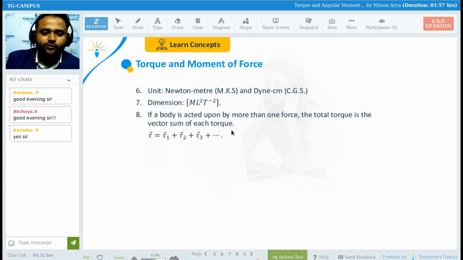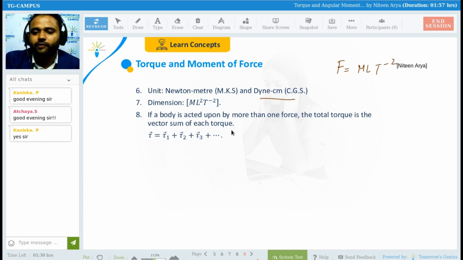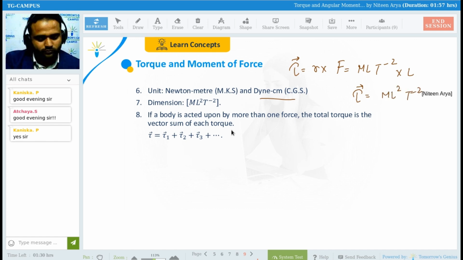These are the units of torque: Newton meter in MKS, and Dyne centimeter in CGS. Dimension is ML^2T^-2, because we know force has the unit mass into acceleration, MLT^-2, and when I multiply this R, which is L only, because it is R cross F, we get torque, that is ML^2T^-2. That is the same unit as work done, if I'm not wrong. Work done is force into displacement, ML^2T^-2, and it is the same as the energy unit.